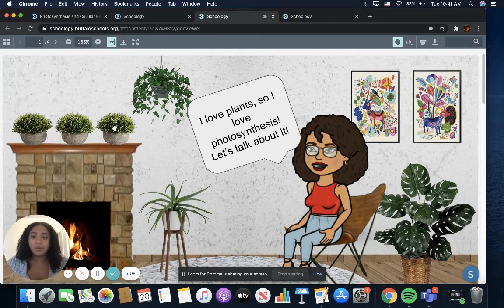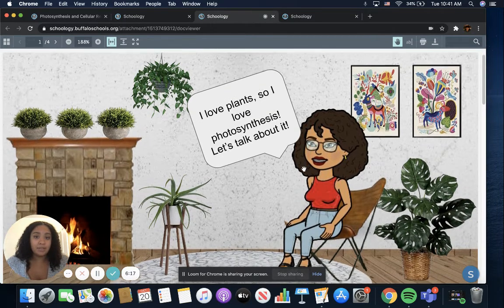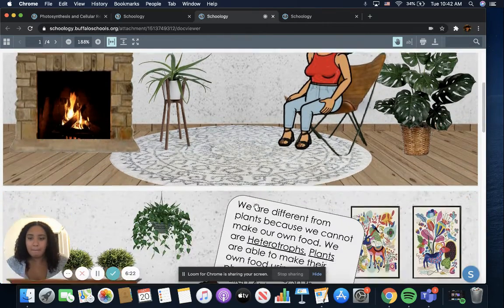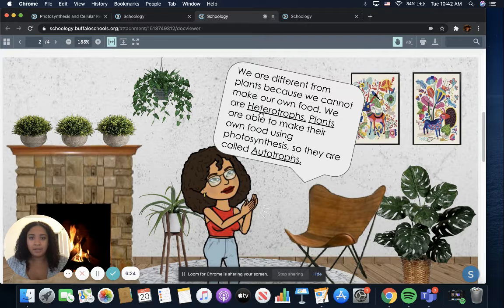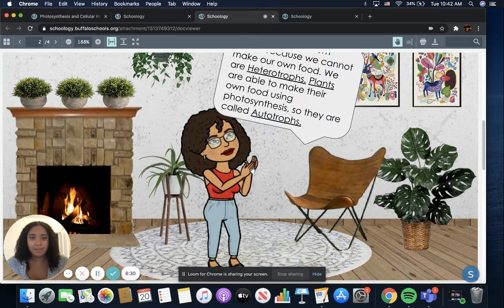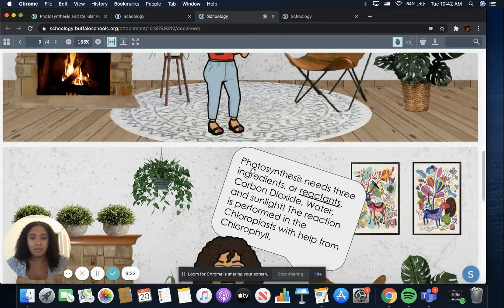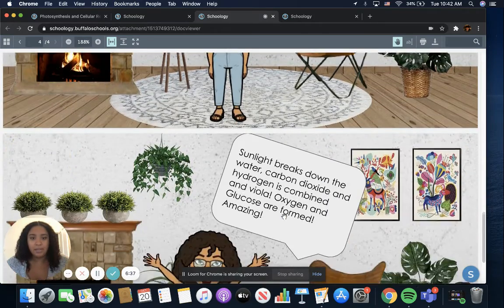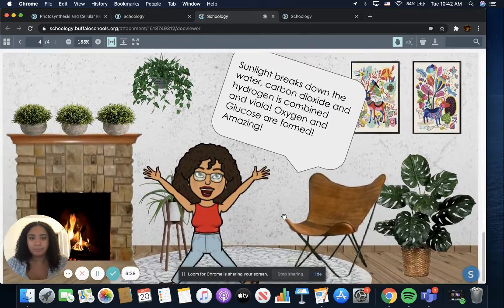Now this is the Google Slides that I made. It does not have to be as in-depth as I made it. I just like using Bitmojis. So as you can see, I am talking about photosynthesis in my room. And again, it's underlined, all of the word bank, all the necessary words that are in the word bank. Okay. And again, you could see this on Schoology.